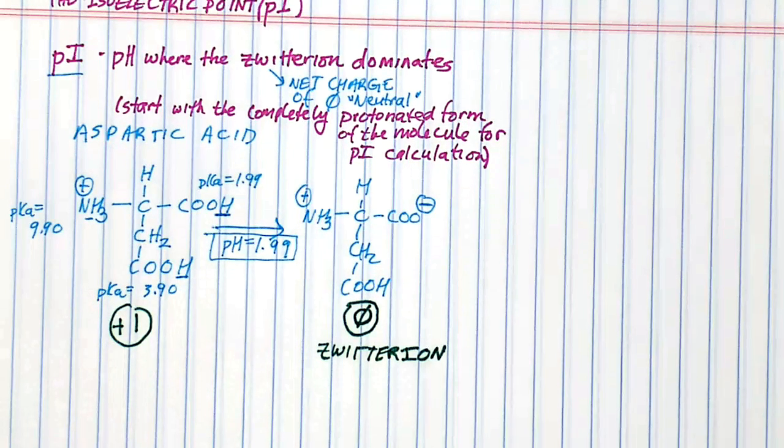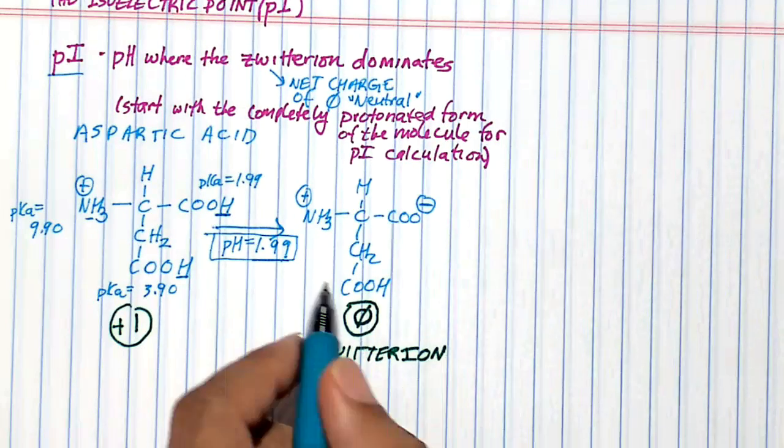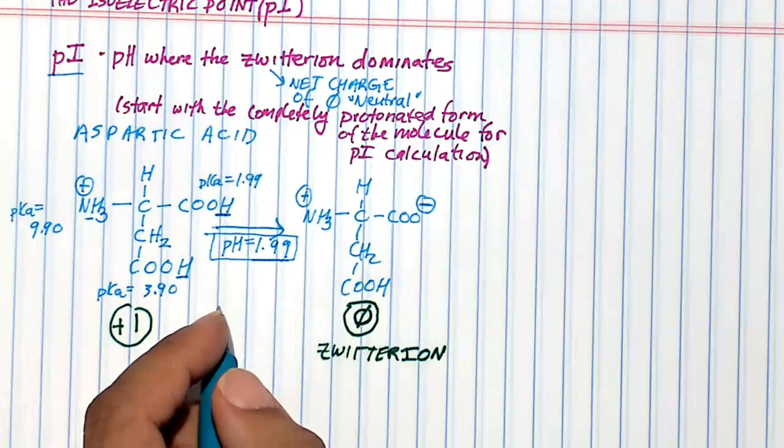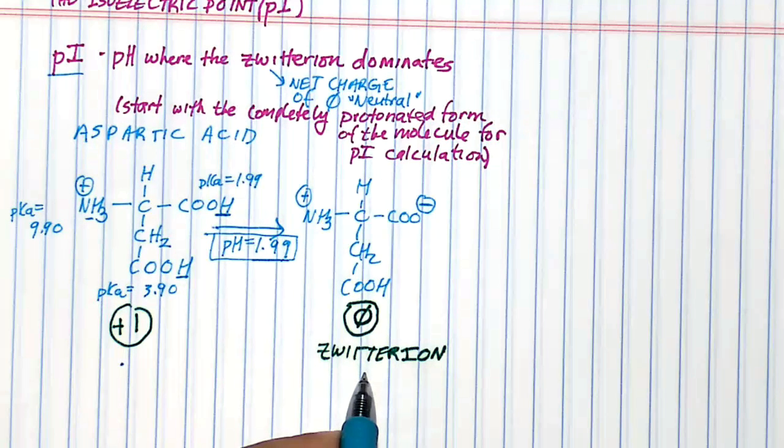So at pH 1.99, you can imagine if we have aspartic acid and we slowly add some base to it. It doesn't matter the concentration. It doesn't matter the conditions of this. But we're going to just add or increase the pH until it's 1.99. Once the pH is exactly at 1.99, we have 50% of the +1 form and 50% of the Zwitter ion neutral form.